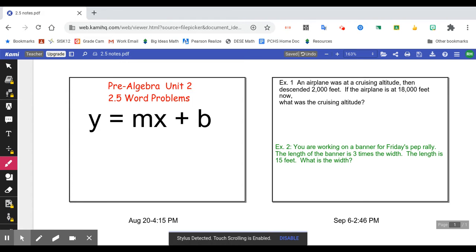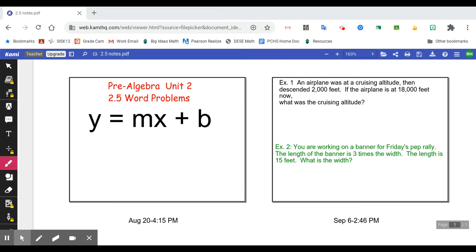Hi, everyone. Okay, so today we're going to start our last lesson for Unit 2, which is on word problems. So we are making equations for each one of our word problems in y equals mx plus b form. We've been solving all of these equations all unit long, and now we're going to write them for the problem and solve them.